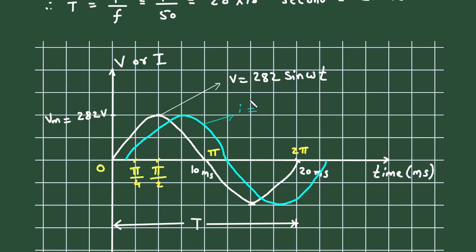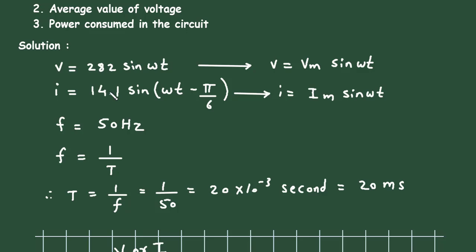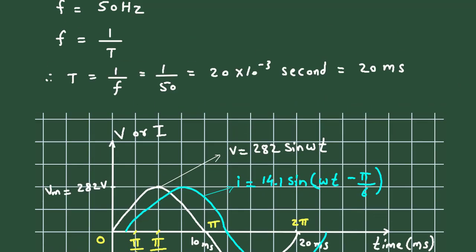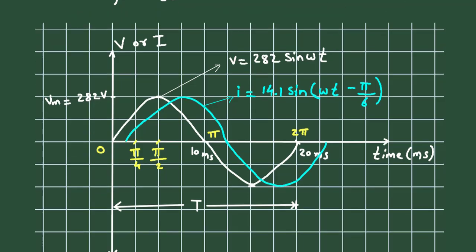So I is equal to 14.1 sin (omega t minus pi by 6). Now this pi by 6, the minus sign represents that it is lagging. So here it will be like this. This is the waveform for current.